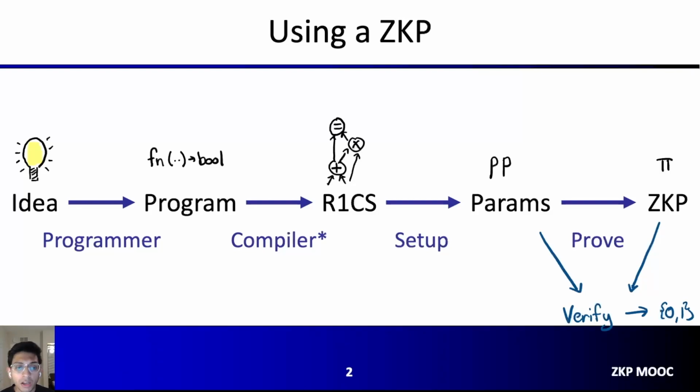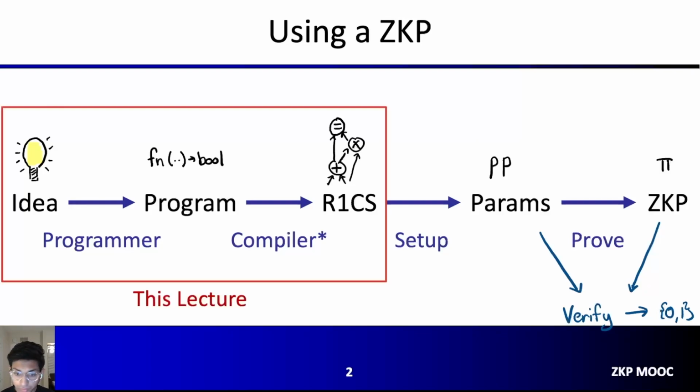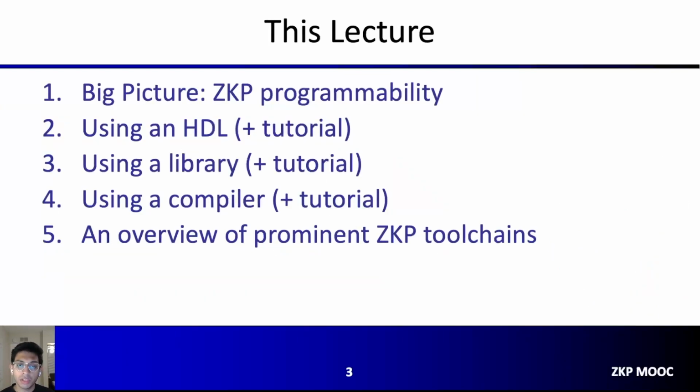Okay, but how do we actually go from our idea into this format that the zero-knowledge proof system understands? Well, this is going to be the focus of this lecture, exactly how to take your idea and make it into a format which the zero-knowledge proof system can understand and then prove. So in this lecture, we'll start by first doing a high-level overview of what it means to program a zero-knowledge proof, and then dive into three different ways that prominent frameworks try to do this.